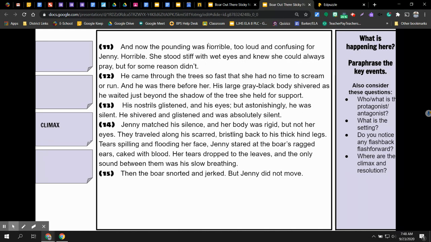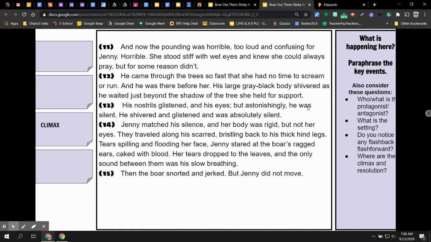Then the boar snorted and jerked, but Jenny did not move. All right, so maybe pay attention, these top bits here literally tell me what's happening. And then the climax occurs, the point of the most interest, the most excitement, the most important part of the story. And the climax occurs here in line 14.